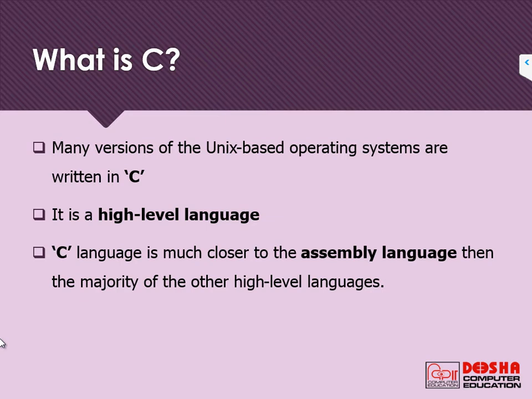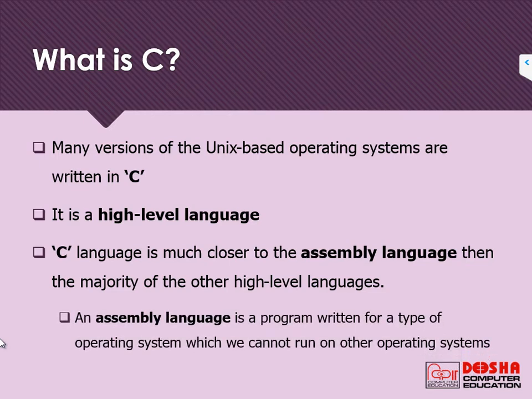And one more important point to note here, the C language is much closer to assembly language because it was completely developed using assembly language. And like the majority of the other higher languages, it is close to assembly and it is close to higher level languages also. So I can say that it is a middle level programming language. Actually an assembly language program was written for a type of operating system which cannot run on other operating systems. So using assembly, the C language was completely developed, so it is closer to assembly language as well as closer to high level language.